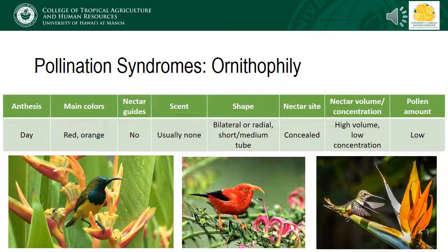Many tropical flowers are actually bird-pollinated or ornithophilous. These day-blooming flowers are red or orange and lack nectar guides as well as any discernible smell. Nectar is concealed in short or medium tubes of bilateral or radial flowers that produce a high volume of low sugar content nectar. These flowers also produce low amounts of pollen. Another characteristic of these flowers is that they tend to have modified petals that are very stiff in order to accommodate a perching bird.